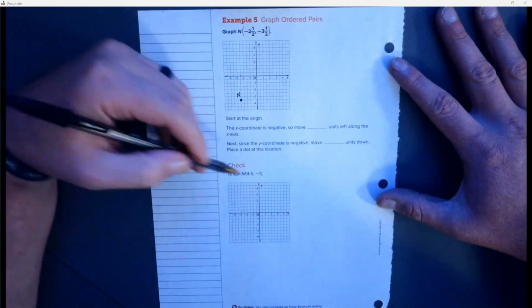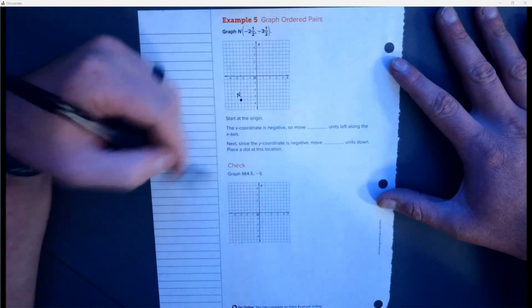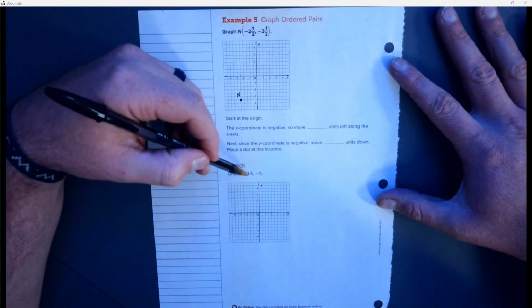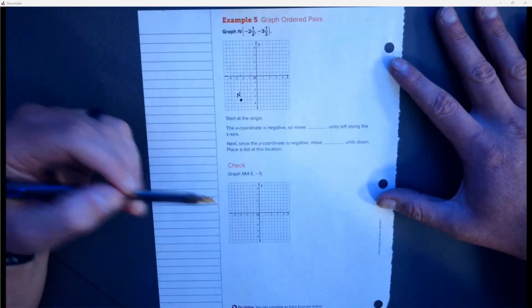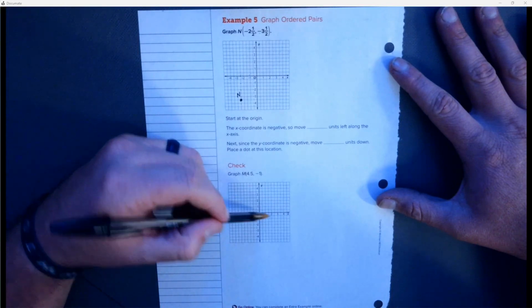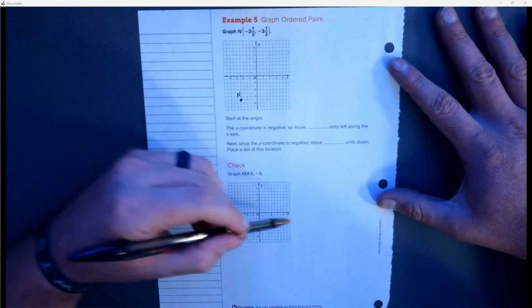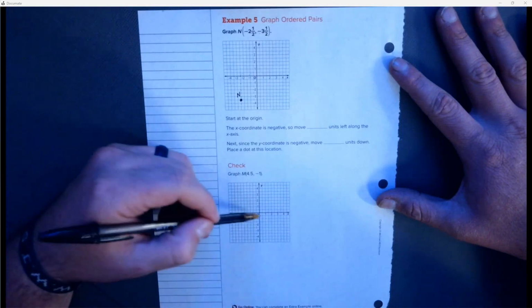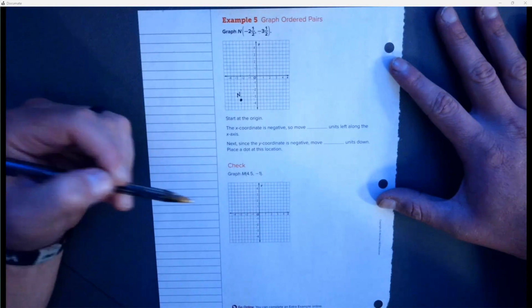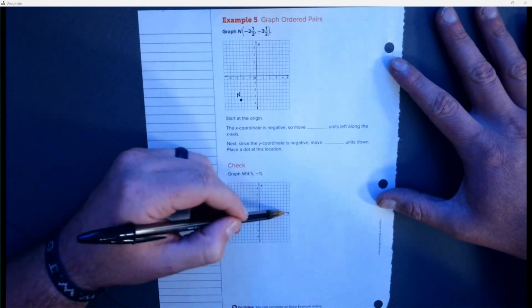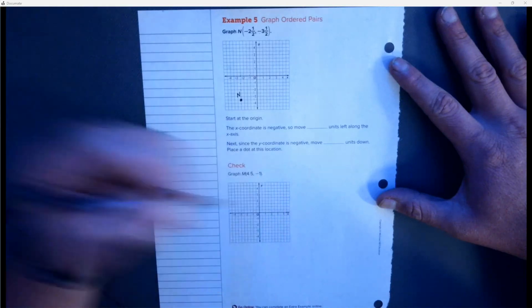Graph M, 4.5, -1 in our check problem. Well, 4.5 is positive, so we're going to move to the right on the x-axis. We have 1, 2, 3, 4. We don't go all the way to 5, but we can see that each unit is a half a unit. So we're going to go one more for our 4.5.